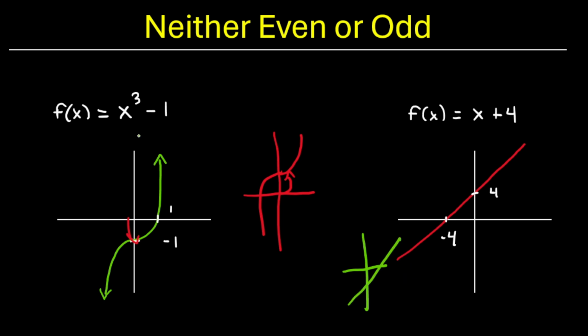Okay, so these have no symmetrical properties. They're not symmetrical. If you tried folding this over, you'd see, hey, that doesn't overlay this. So not even. Again, same thing here. Overlay that. That's not even close to overlaying this. And if you rotate them 180 degrees, you'll see they're different. So not every function has to be even or odd.